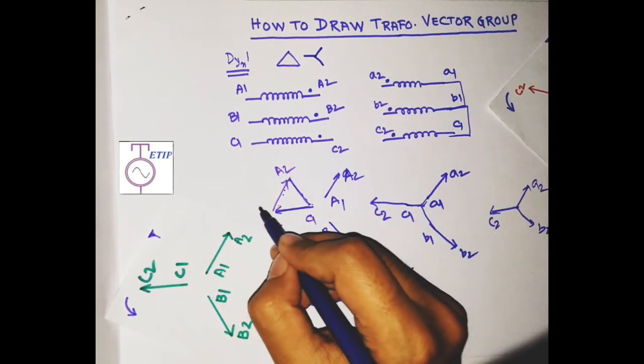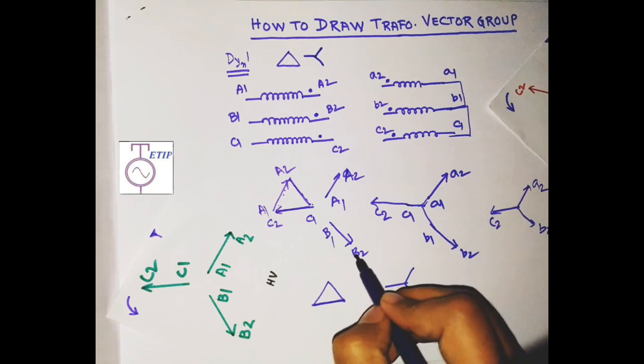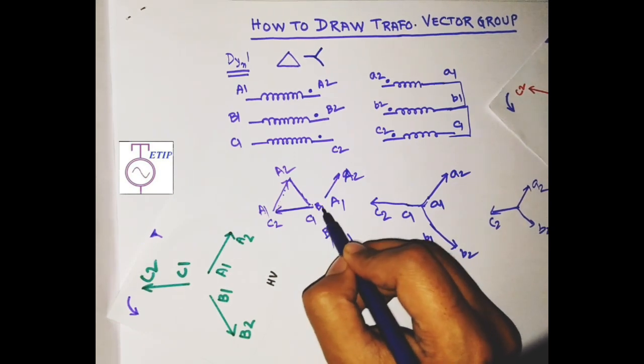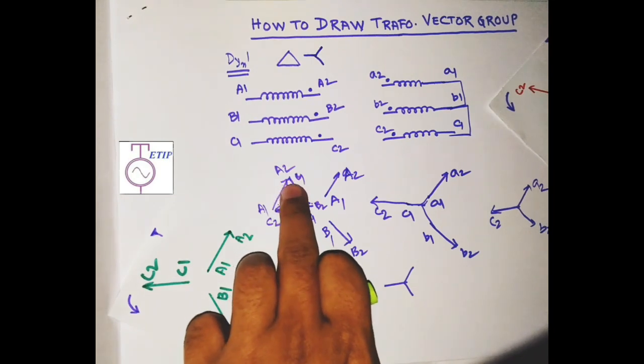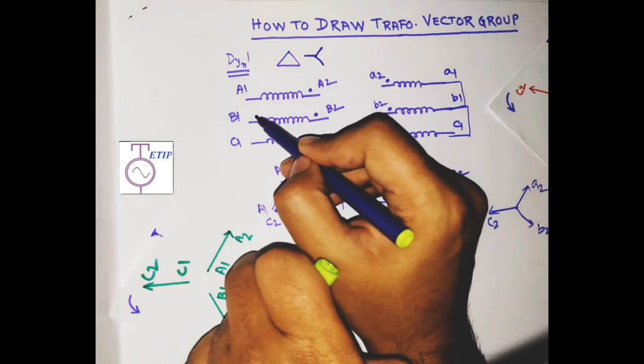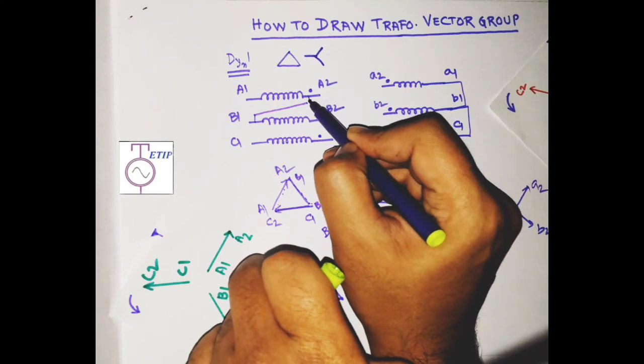This is A2 and this is A1. This is B2 and this is B1. So what will be the shorting? A2 will be shorted with B1. See, A2 is shorted with B1.